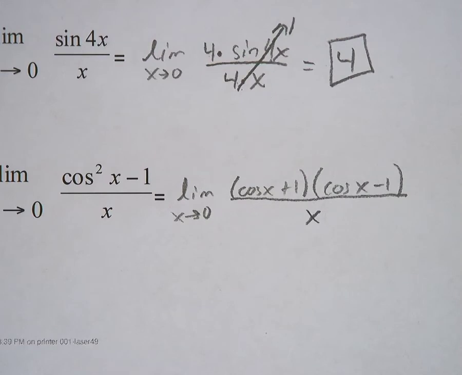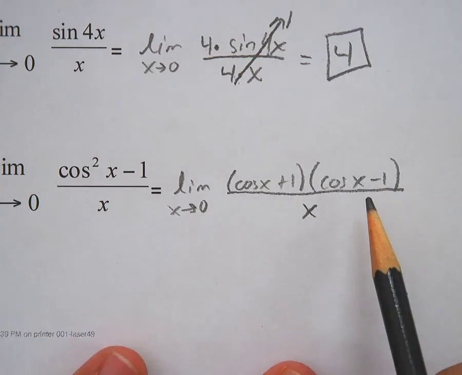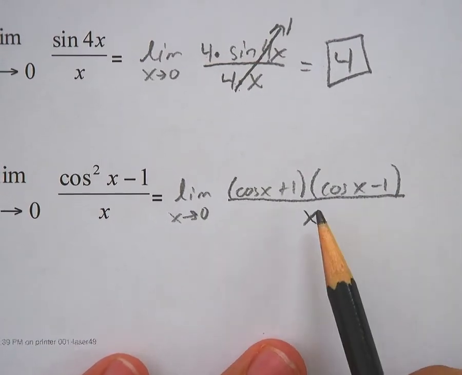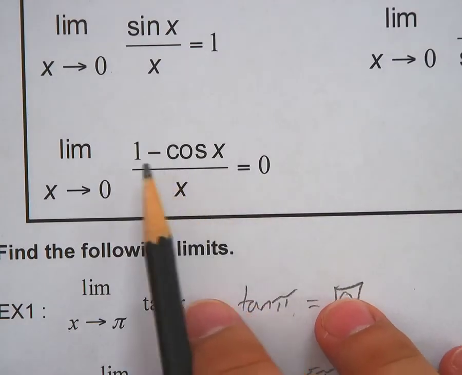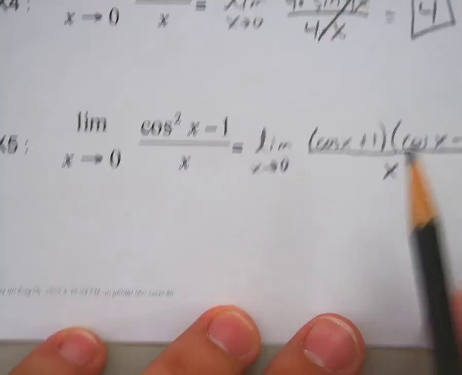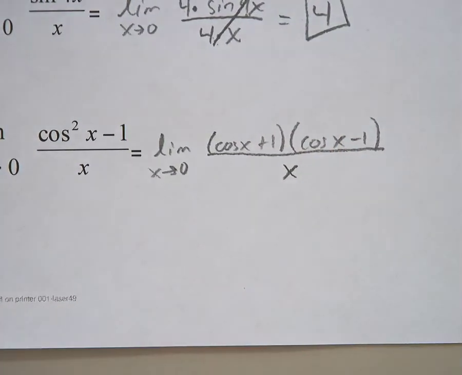Okay. Now this cosine x minus 1 over x, that's really close to this. The only difference is the sign. It's 1 minus cosine here, and here it's cosine minus 1. It's very close to giving me 0. So what would I miss in that case? What's missing out of that?